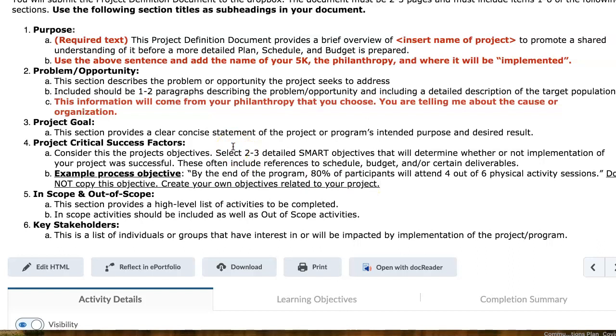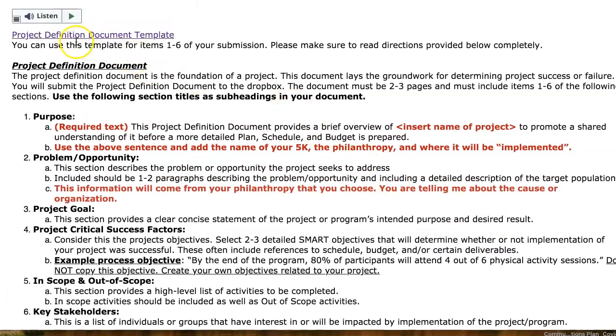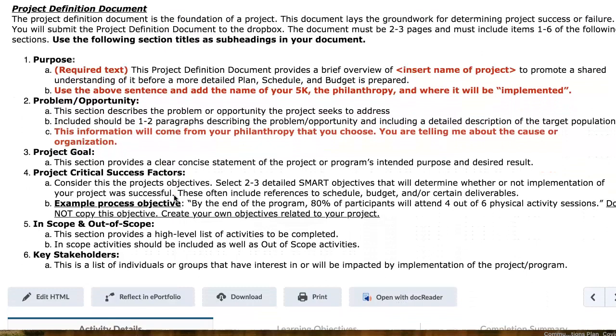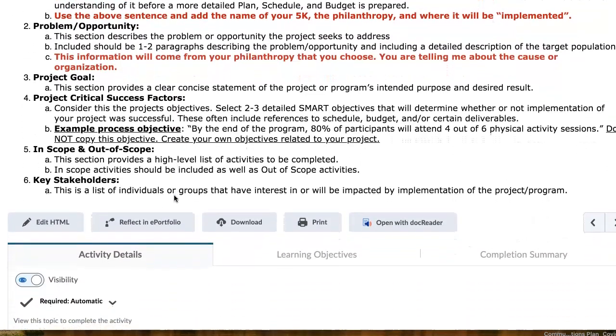This will be completed and uploaded to the Dropbox. Make sure that you read through all of your resources and making notes, and making sure to review the project definition document template. Before emailing me for questions, please make sure you are using all important resources.